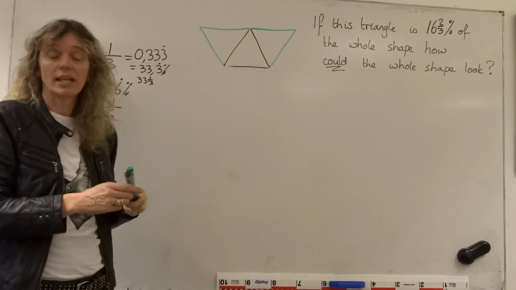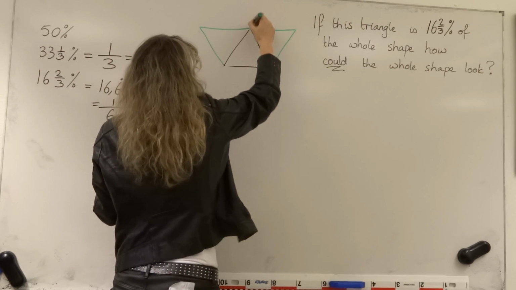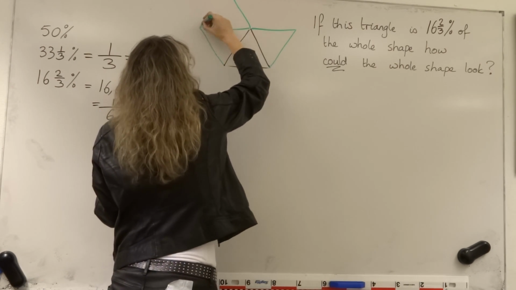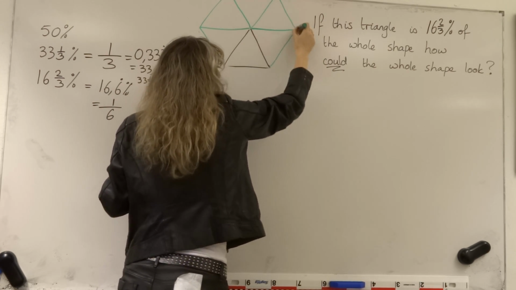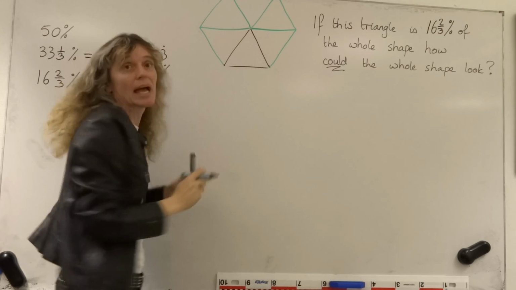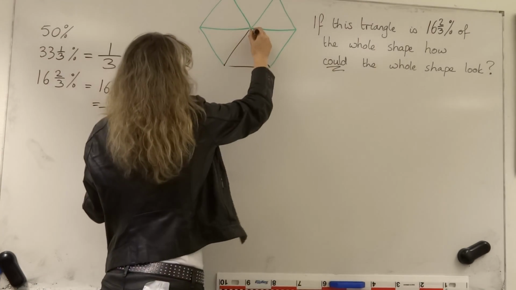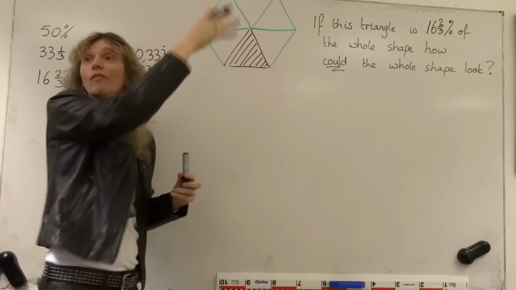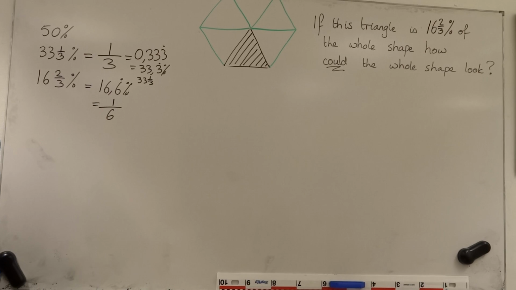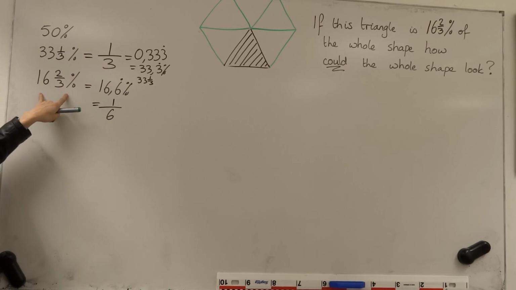So now we have to make a shape where this triangle is not 1/3 of the shape, it's actually 1/6. What would happen if we turned it like this, that we just did a hexagon of the whole thing? And we made 6 equilateral triangles. This shape is now 1/6 of the whole shape.